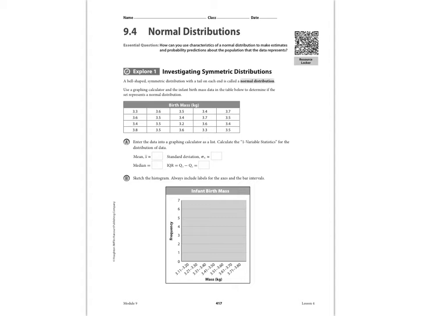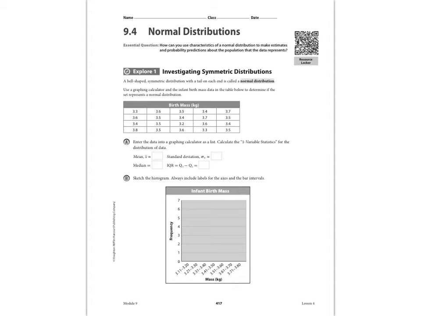We're going to take a look at lesson 9.4, normal distribution. The essential question is, how can you use characteristics of a normal distribution to make estimates and probability predictions about the population that the data represents? So normal distribution represents a special type of data set, and we're going to see that in the Explore here.